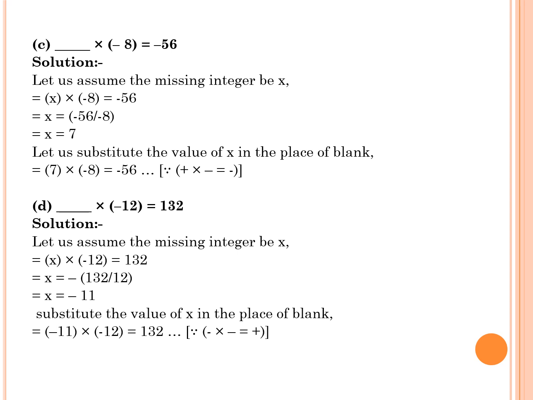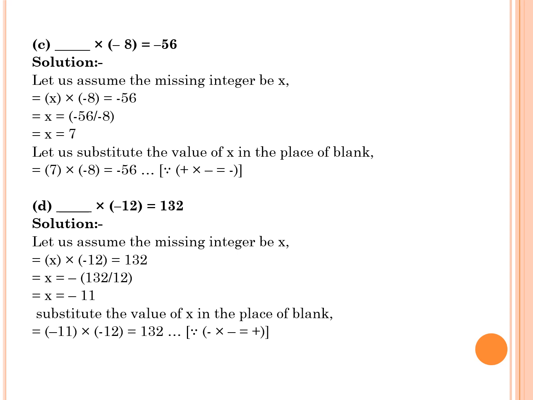As you can see, in -56 divided by -8, both minus signs in the numerator and denominator get cancelled, and only the positive integer 7 remains. Let us substitute the value of x in the place of blank. 7 into -8 gives you -56. That is, plus into minus gives you minus. D question. Blank multiplied by -12 gives you 132. Solution for this problem is, let us assume the missing integer be x. x into -12 gives you 132.